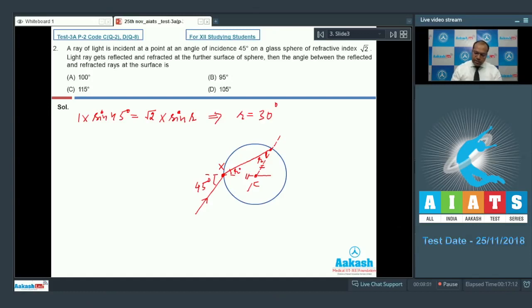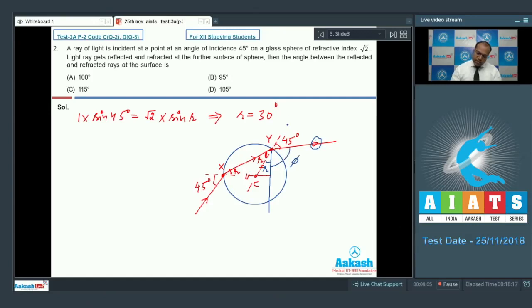So this angle is 30 degree, and this angle is also 30 degree. If the angle of incidence at this point is 30 degree, then the angle of refraction at point Y must be 45 degree. Let this angle be 45 degree. Now the question is the angle between the reflected and the refracted rays at the surface. The reflected ray is this and it makes an angle of R with the normal, and the refracted ray is this. So I have to calculate this angle phi.